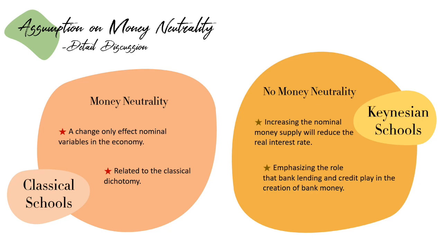As for the Keynesian schools, they think money is not neutral. Increasing the nominal money supply will reduce the real interest rate. Investment demand will then increase, and national income and product expand. And the conclusion is that nowadays more people believe in the Keynesian schools, that there is no neutrality of money.